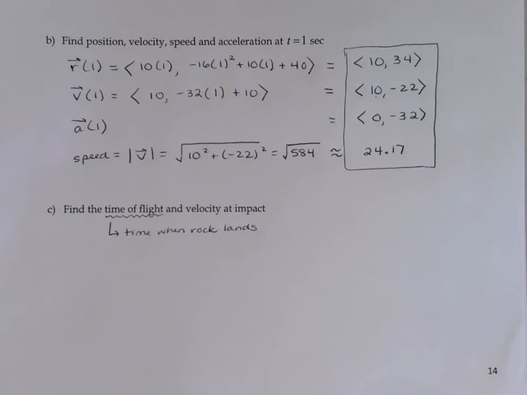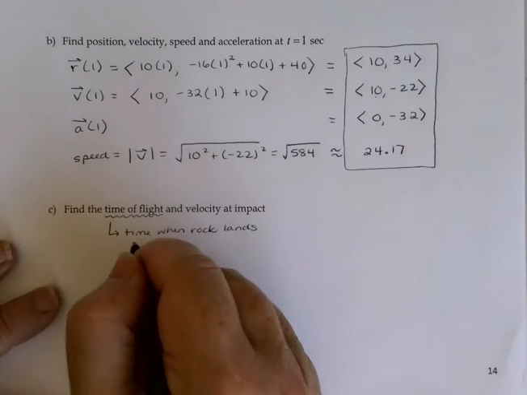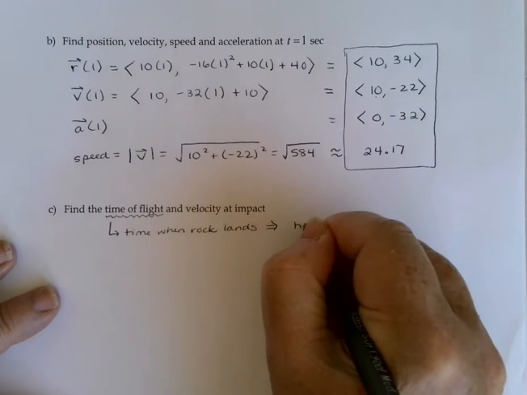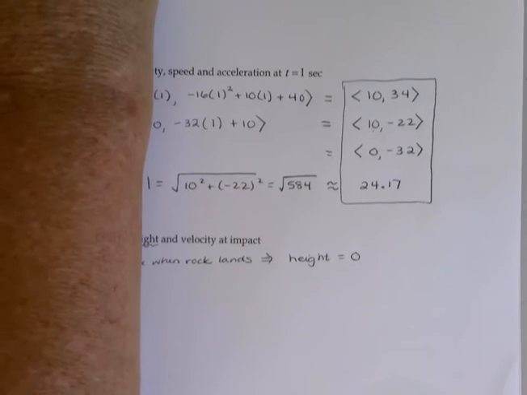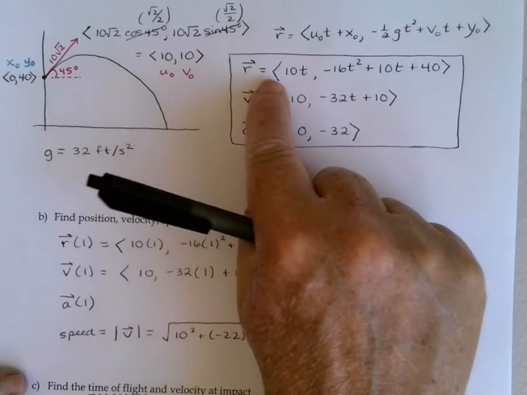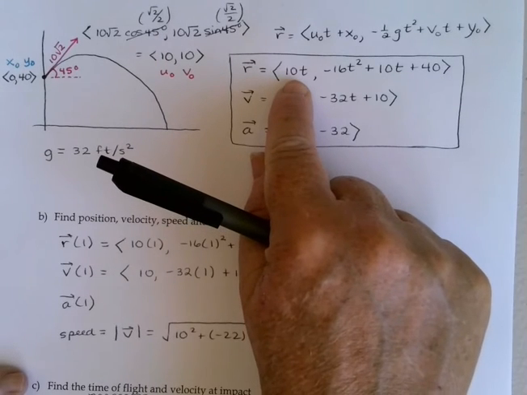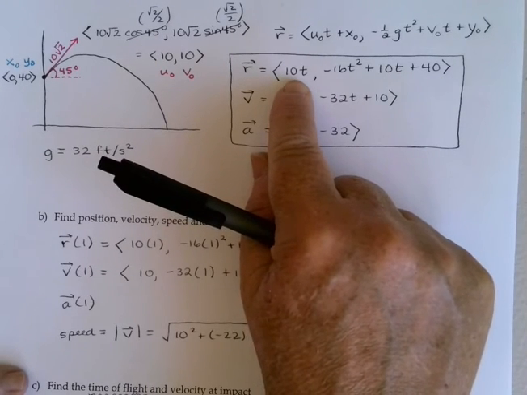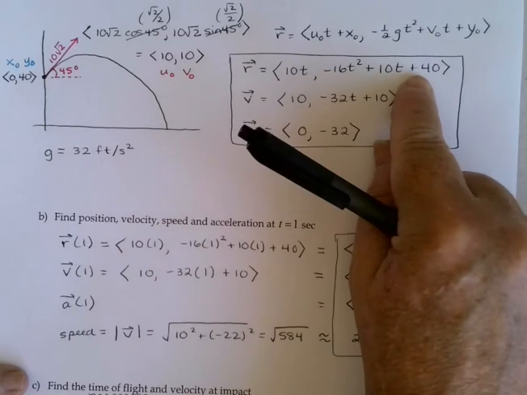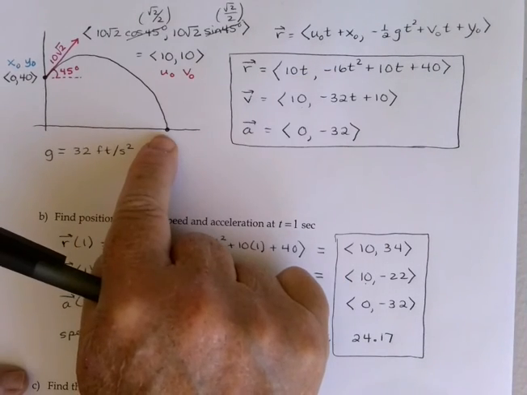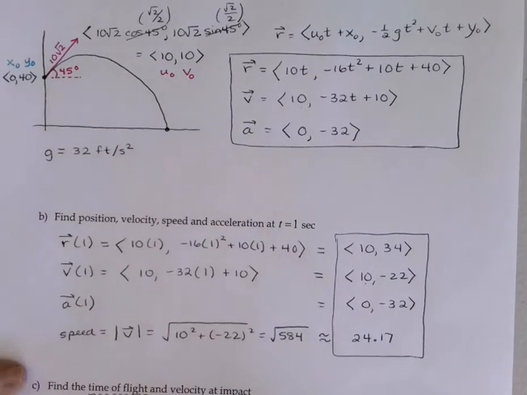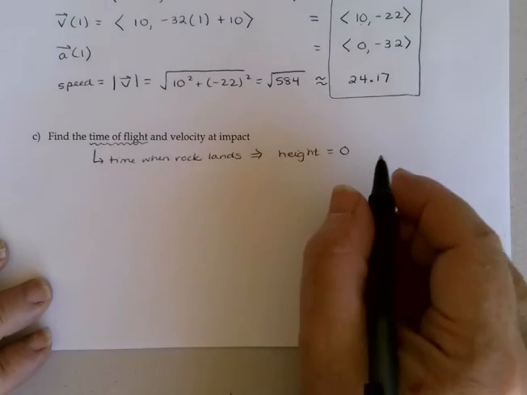And just like when we did this problem in the one-dimensional situation, the rock's going to land when it hits the ground, which is when the height is 0. In this case, if we think back to our original position function, the x component doesn't tell us anything about when the rock lands. It's the y component, right? When the y component is 0, we will be here on the ground. Whatever the x is, but y equals 0. So, really this just amounts to setting the y value equal to 0.